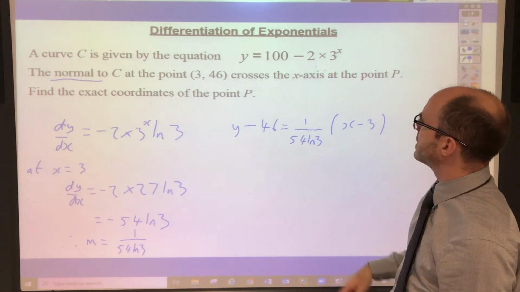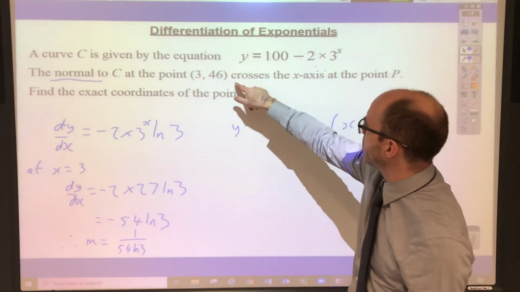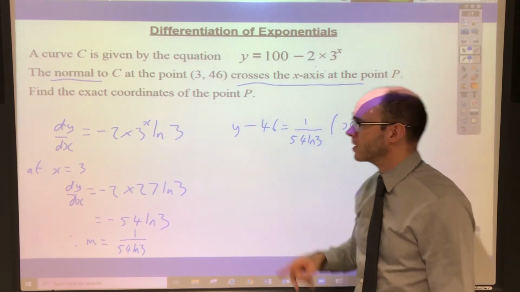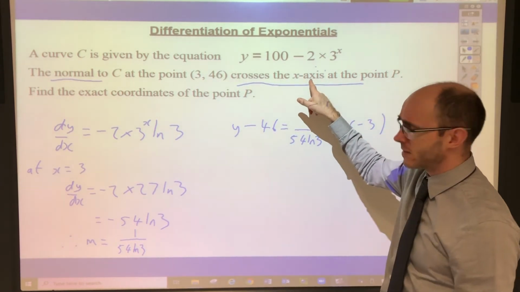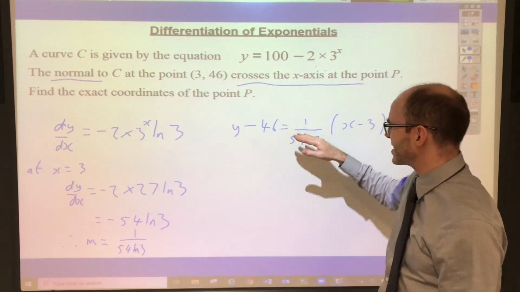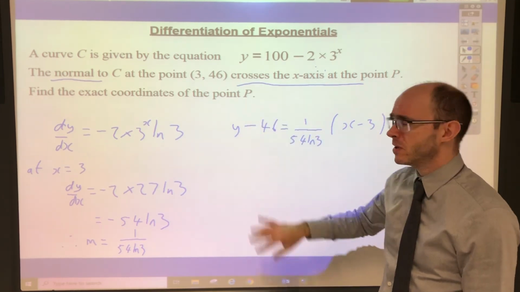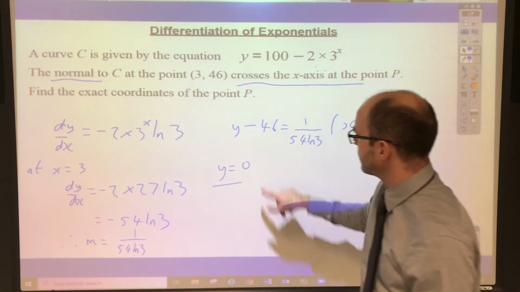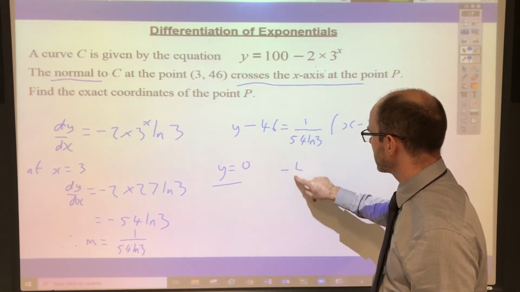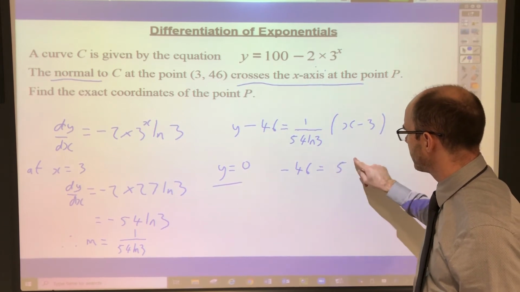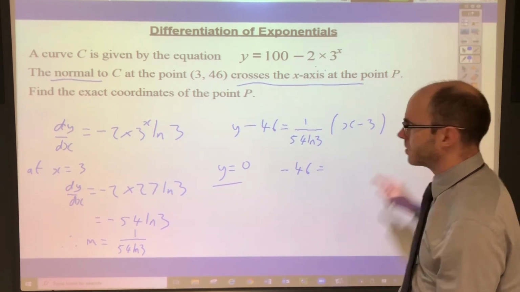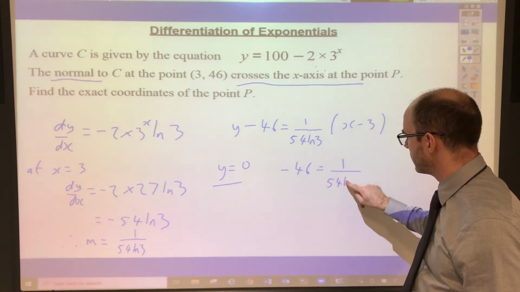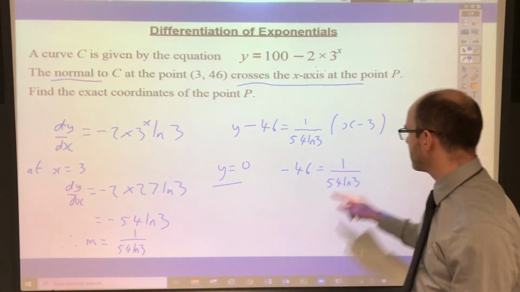It says it crosses the x-axis. I'll tell you what I'm going to do, I'm just going to substitute in y equals 0 straight away. Because when it crosses the x-axis, that tells us the y coordinate is 0. So I don't actually need to rearrange that to begin with. So you've got y equals 0, then you've got -46 is equal to 1 over 54 natural log 3.